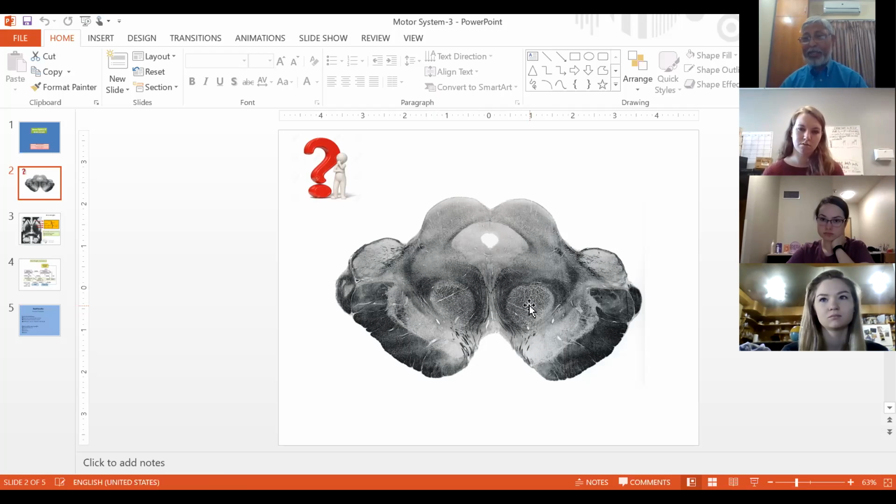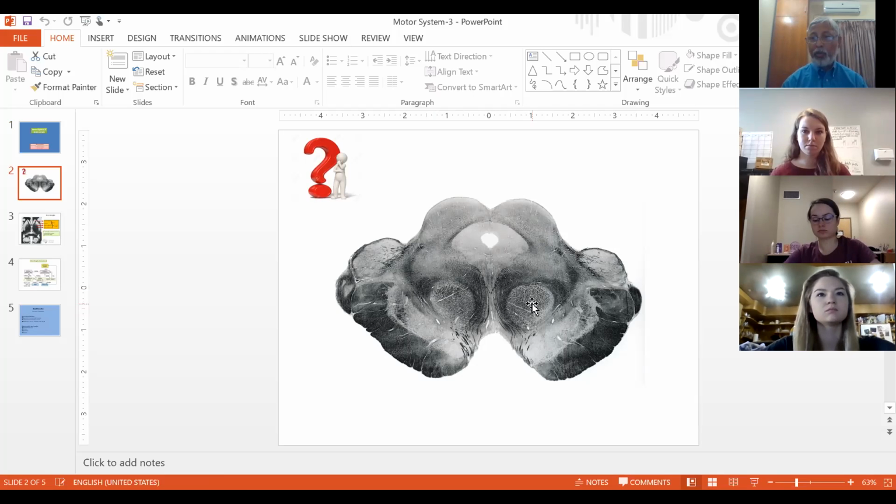Let me make it a little easier for you. This is the midbrain section. On the midbrain, this is the red nucleus. So which tract begins at the red nucleus? Which tract? This is a rubrospinal, right? A rubrospinal tract. Now, rubrospinal, and then this is the superior colliculus, right?